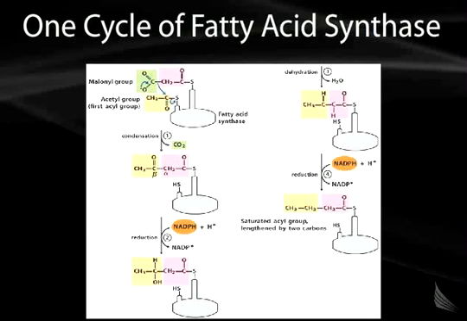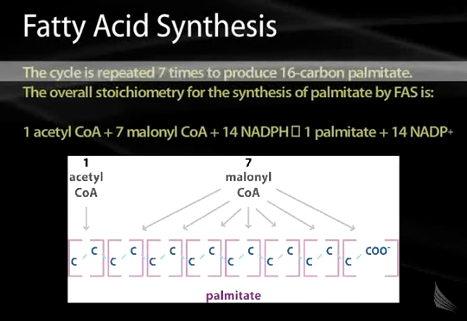Now, at the end of this whole process, what you're left with is essentially a 4-carbon fatty acid. What happens next is this 4-carbon fatty acid gets transferred to the sulfhydryl group on the cysteine residue. Another molecule of malonyl-CoA comes in, and this process repeats itself. This time, the end result is a 6-carbon fatty acid. The next time is an 8-carbon fatty acid, and then 10, 12, 14, and 16, until finally you've produced a molecule of palmitate. So we repeat that cycle 7 times to produce the 16-carbon palmitate.